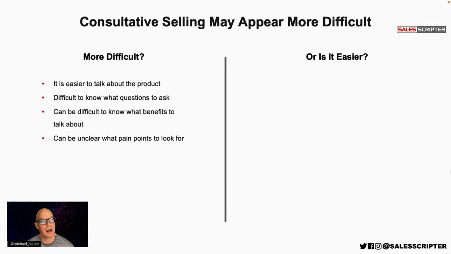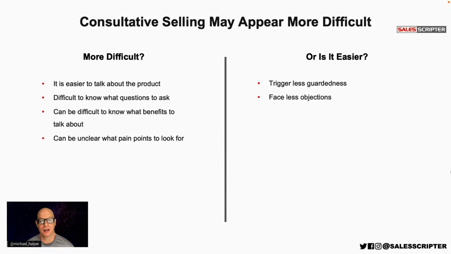But now let's think about, in what ways is consultative selling easier? Well, first of all, if you're using a consultative approach, you're going to trigger less guardedness. You're going to sound less like a pushy salesperson. You're going to seem more sophisticated. You're going to make a better impression. You're going to build more rapport. So you're going to trigger less guardedness, and that's going to make things easier.